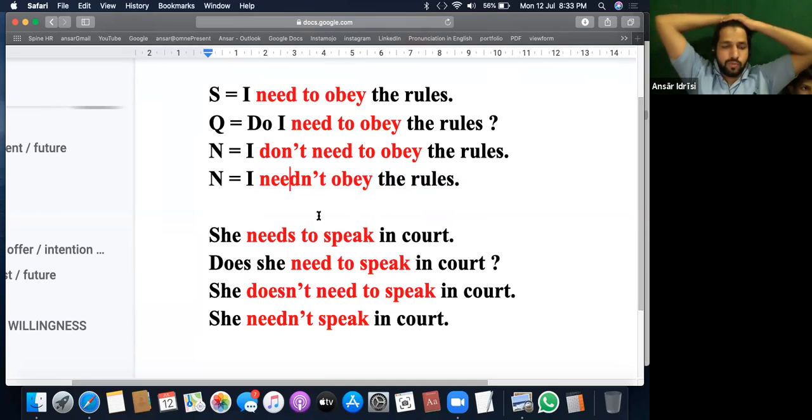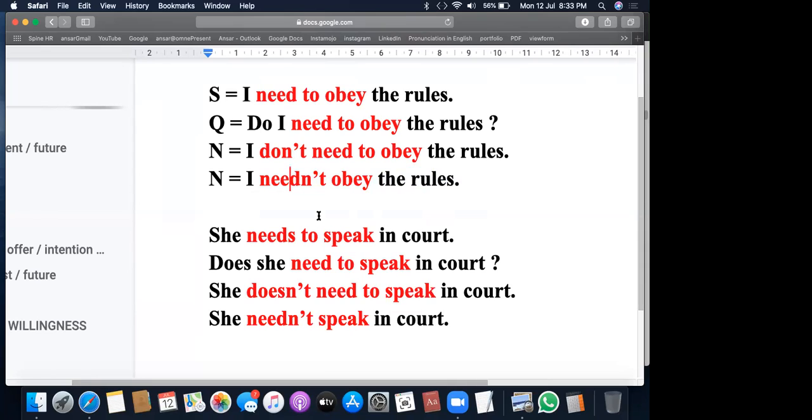I want more sentences with need to. Faster. Jaldi jaldi. I need to conduct. Do I need to conduct? I don't need to conduct. I didn't need to conduct.